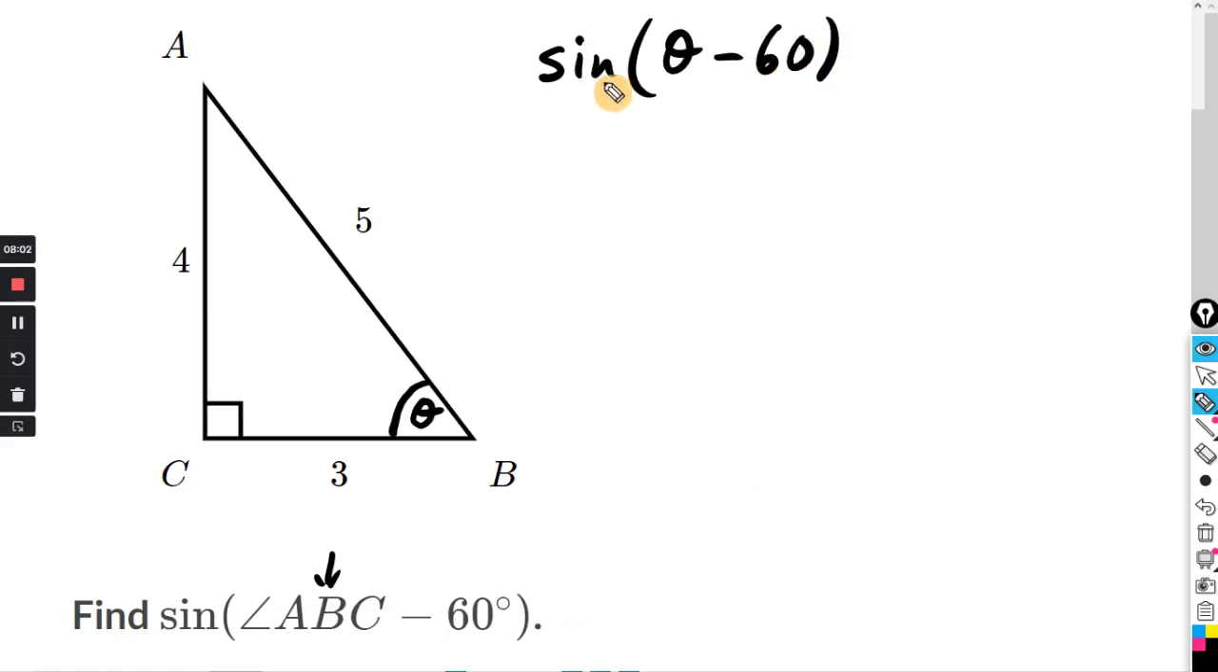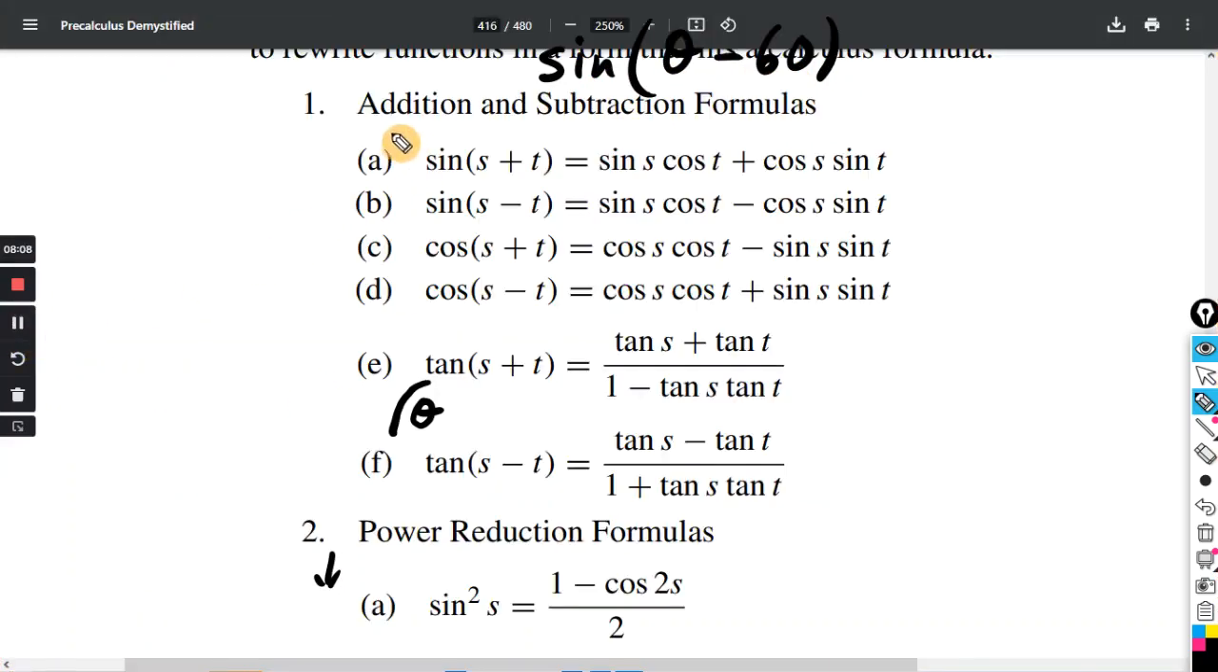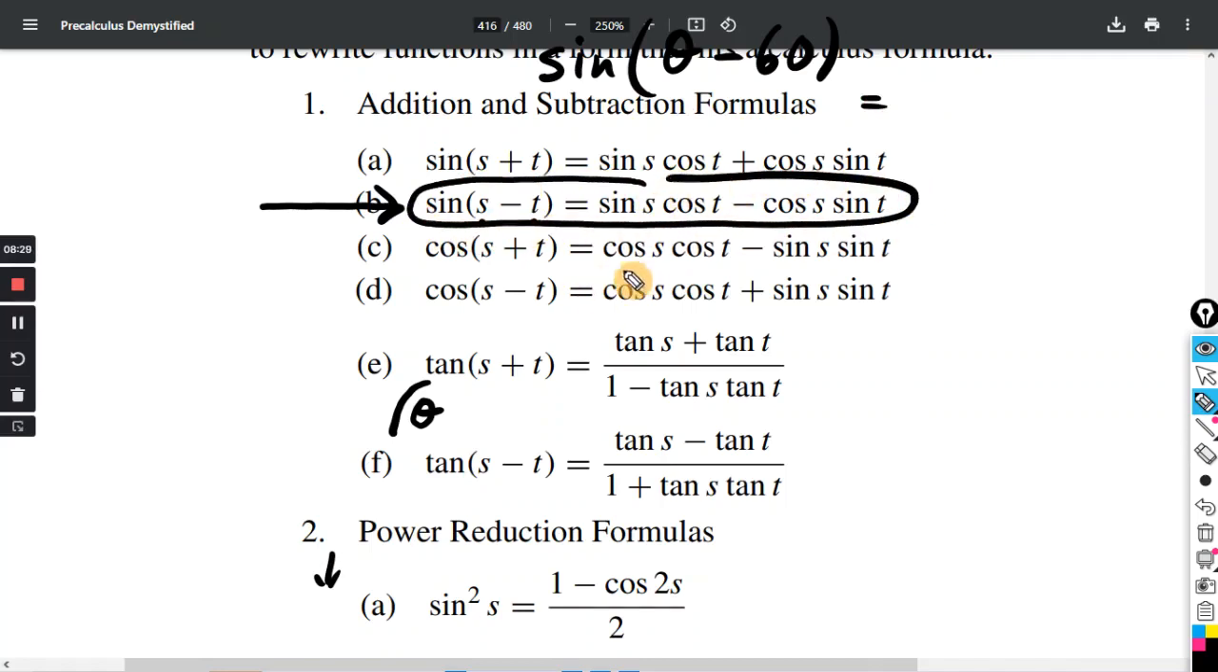All right, so we're going to look for the subtraction formula for sine of subtracting 2 numbers. We're looking at the addition and subtraction formulas. The one that's subtracting is this one right here. So sine of s minus t, the s is theta, and the t is the 60. This right here is what we're working with. So it's going to be sine cosine minus cosine sine.